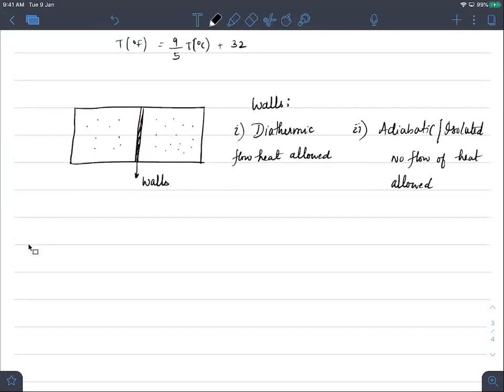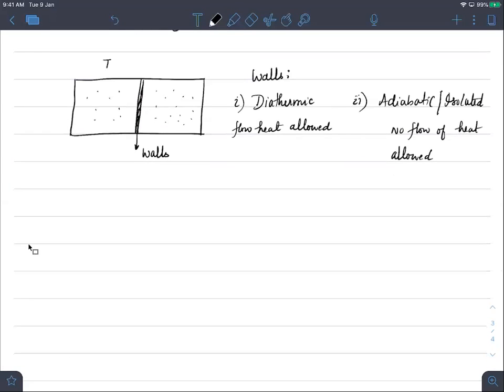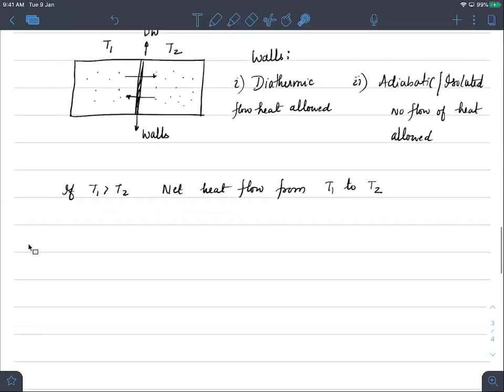So usually, if this is maintained at temperature T1 and this is maintained at temperature T2, for instance, this gas is maintained at temperature T1 and T2. If T1 is greater than T2, we will see the net heat flow will be from T1 to T2. Very important during problem solving. So both sides heat is flowing. Considering this is a diathermic wall, then if T1 is greater than T2, net heat flow will be from T1 to T2.